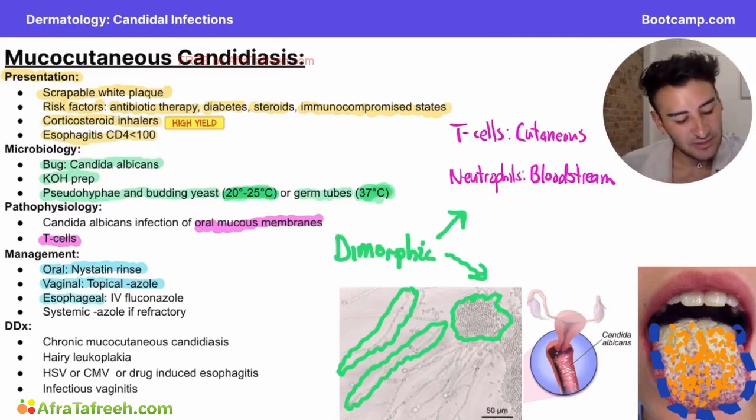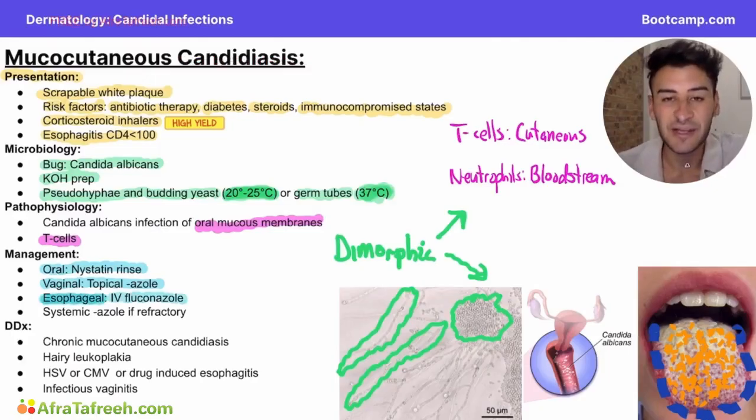Importantly, when it comes to esophageal candidiasis, IV fluconazole is going to be a really high yield sticking point on exam day. They love to ask that when it's esophageal candidiasis, you must give fluconazole in the form of an IV medication. And this is because it has better penetration and it's much easier to reach the esophagus, which is normally a hard area for us to reach with topical treatments.